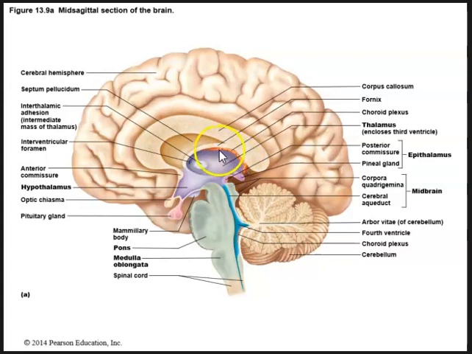So the thalamus is located here, and below it and a little bit more anterior, this is the hypothalamus. We know that the hypothalamus has releasing hormones that give signals to the pituitary gland to secrete hormones. So we have the thalamus, the hypothalamus, and the pituitary gland. All these are part of the diencephalon.